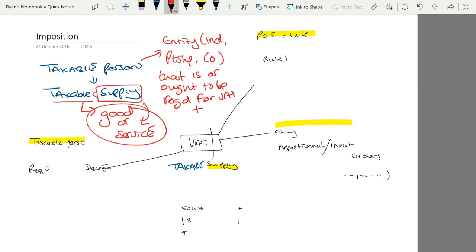Now the word ought means that even if you are not registered but you had met the criteria to be registered and therefore you should have been registered, it would still deem those transactions as being vatable. It just means you wouldn't have necessarily recovered the VAT on the transaction and therefore you'd be out of pocket for it.